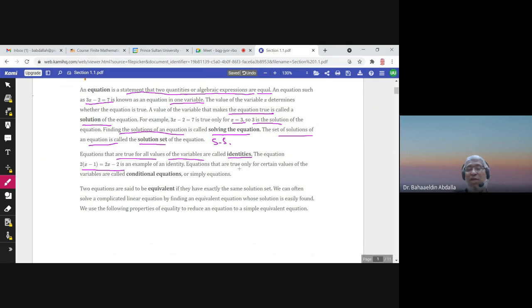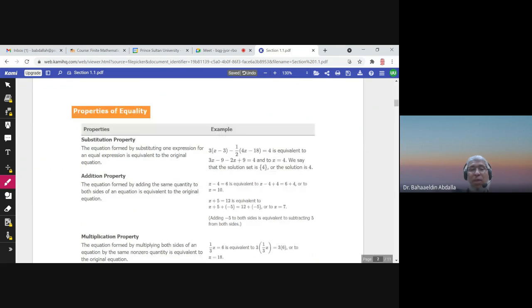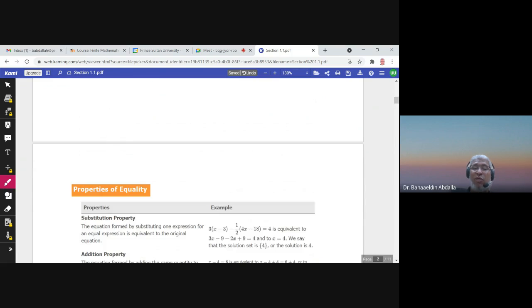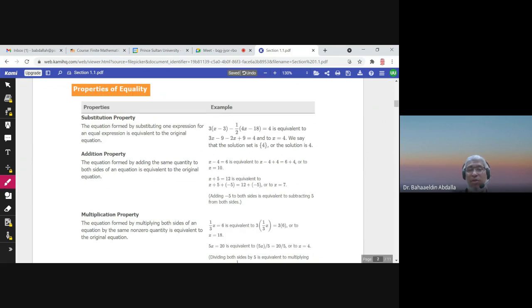There are equations that are true only for certain values, for one value or two values or three values. Such equations are called conditional equations, or we will simply call them equations. Two equations are equivalent if they have exactly the same solution set. Now, how do we solve an equation? We usually use these three properties.